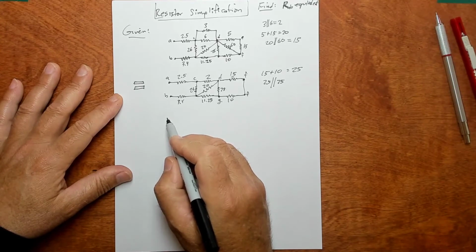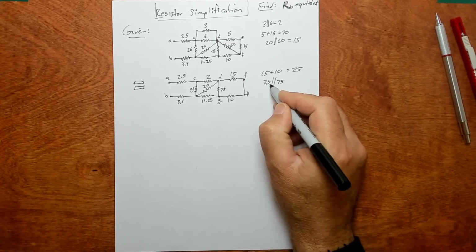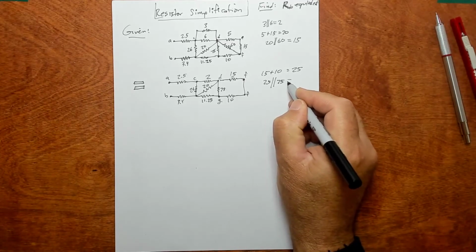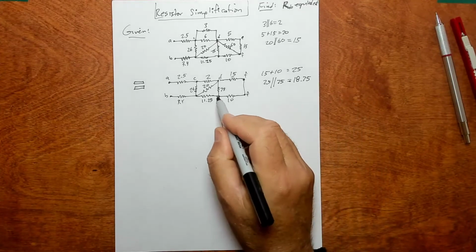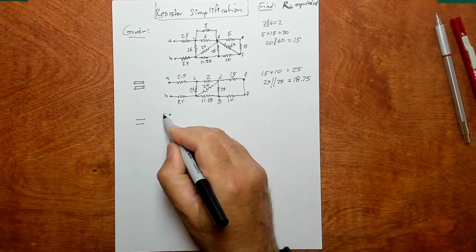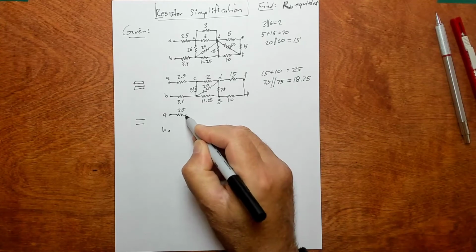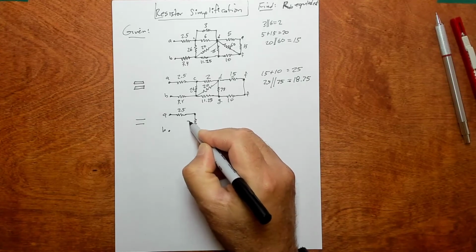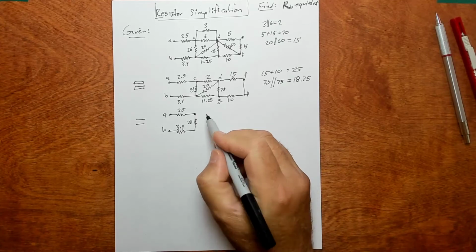where are we now? Okay, I haven't done this 25 in parallel with 75. That's going to be 18.75. And now I could redraw this guy. This is going to be equal to, most of it hasn't changed. The 2.5 is still here. The 26 is still here. The 3.4 is still here.